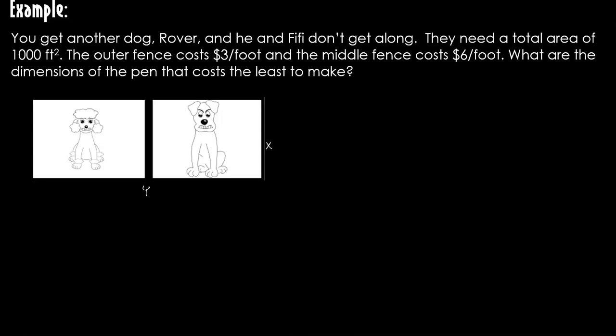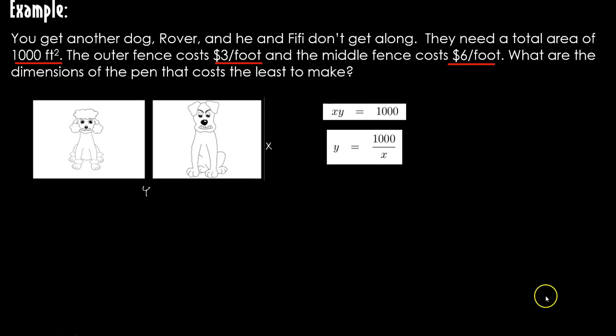Okay, so what do we have? We have important information: 1,000 square feet, $3 a foot for the cheap stuff, $6 a foot for the expensive stuff. The area of the pen is 1,000, and that equals x times y. Solving for y, I get 1,000 over x. Now I want to figure out the cost. So I have the cheap fences. I've got the 2 x's and the 2 y's.